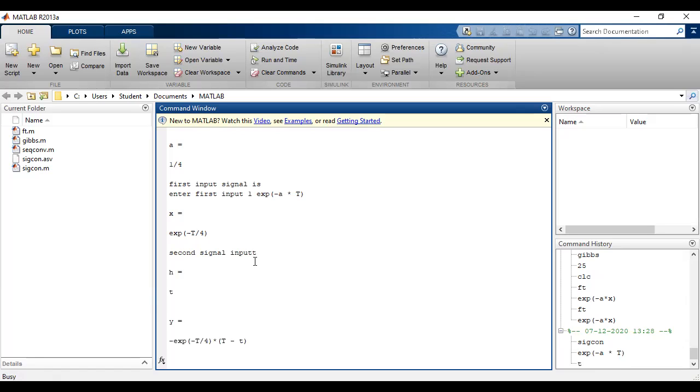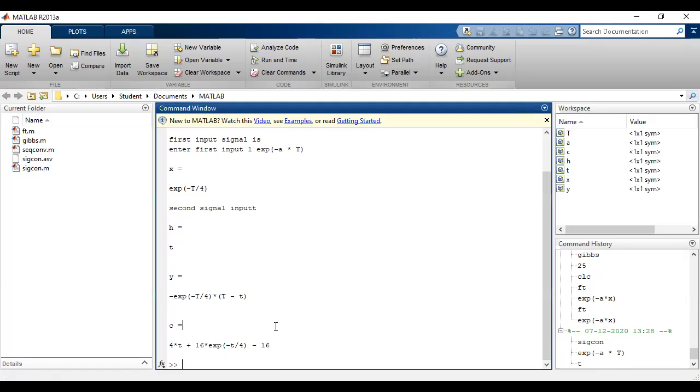I have given t. Okay, see here, I got the expression for the convolved signal: 4t plus 16 into exponential of minus t by 4, nothing but minus 0.25 t minus 16. This you have to get after doing the theoretical calculations. After doing the theoretical calculation for convolution between e power minus at into u of t and t into u of t, the convolved output is this one. This is a theoretical verification.